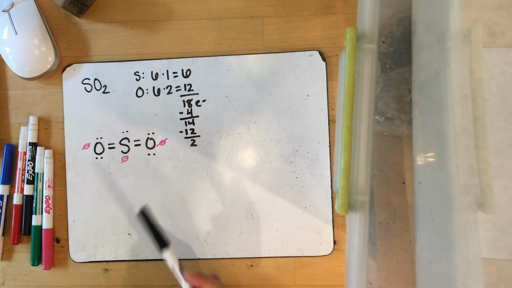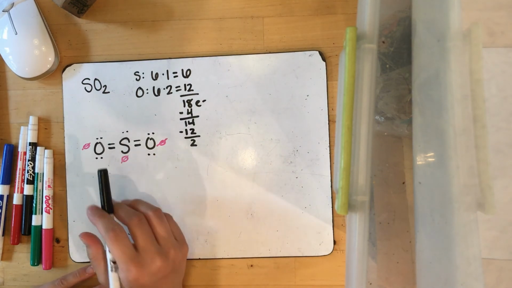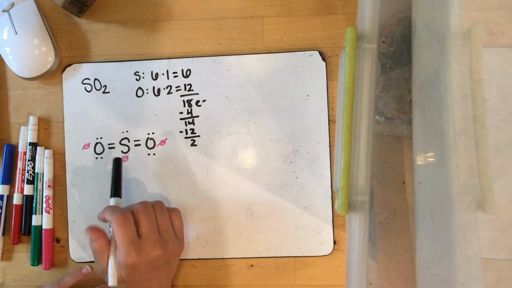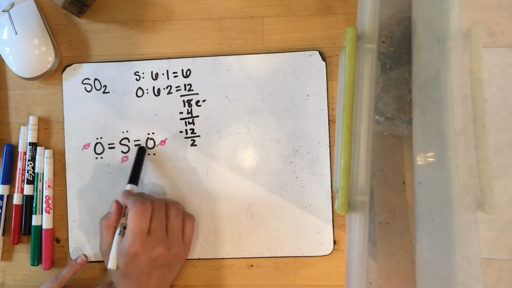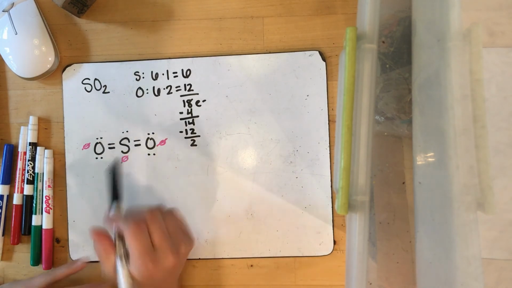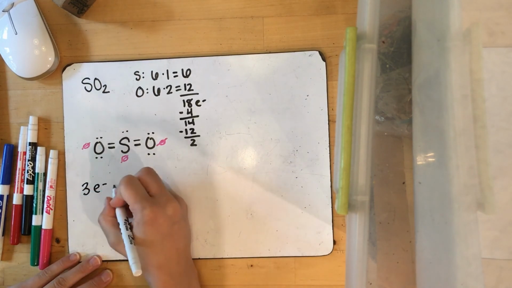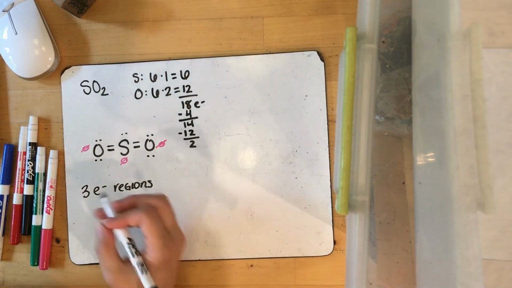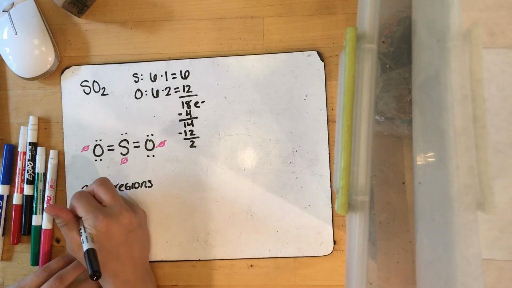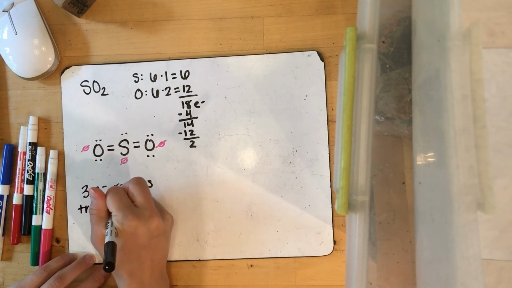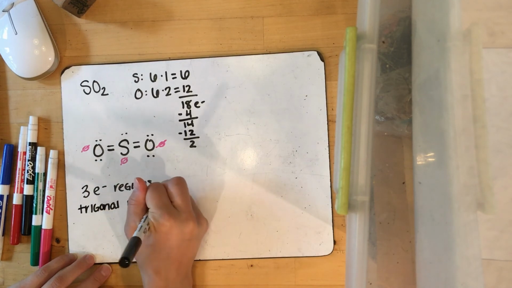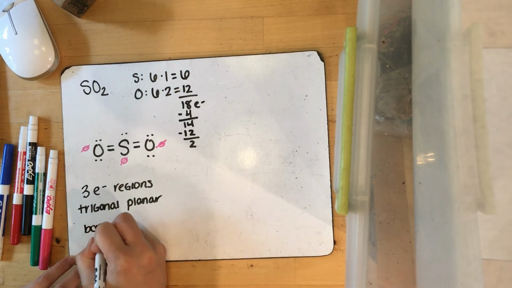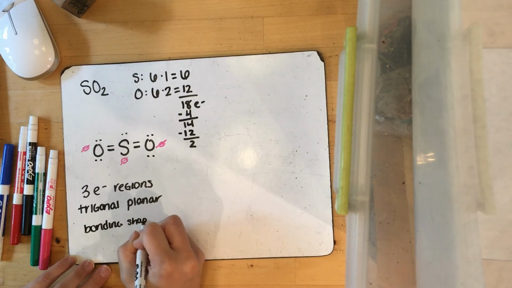So when we count up electron regions around our central atom, remember the double bonds only count as 1 each. We don't count them as multiples because it's just one place with electrons. So our sulfur has 2 bonding regions and 1 non-bonding. So it has 3 electron regions. So the shape for 3 electron regions is trigonal planar. But because we have 2 bonds and 1 lone pair, the bonding shape is going to be bent.